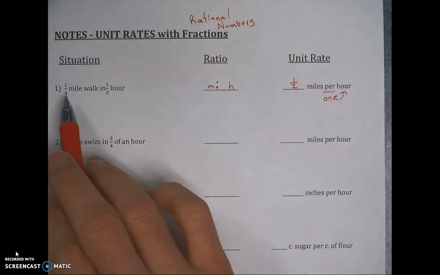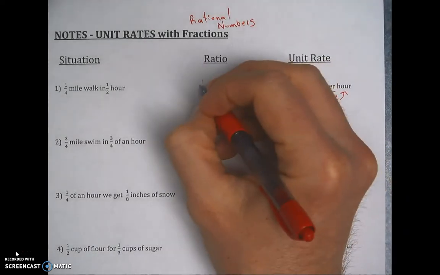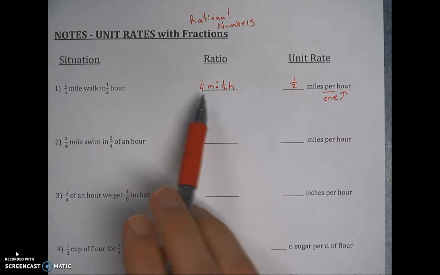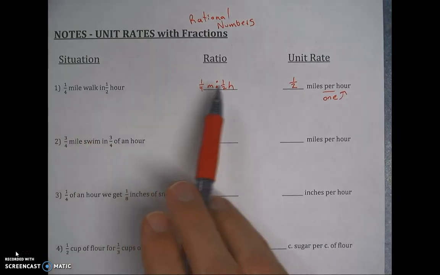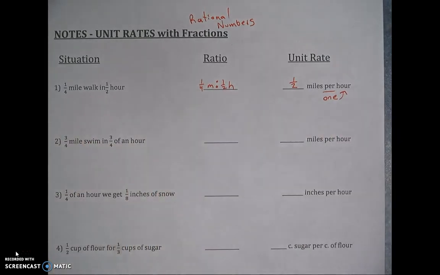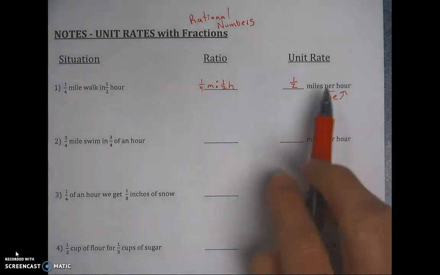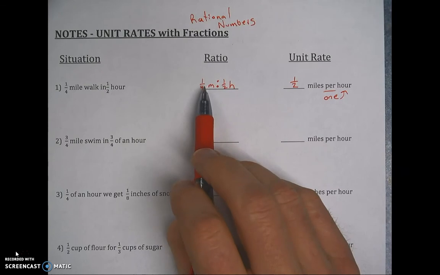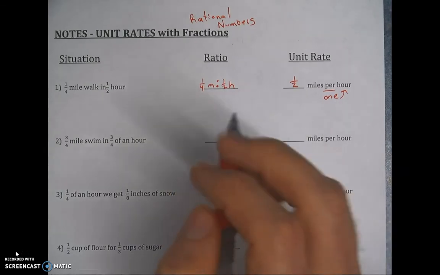Now, we got a quarter of a mile, so I'm going to throw that number in now. And I got half an hour. So notice in this one, they were given in the order that we actually ended up putting them in here, but it's not always going to be the case. So you can't just grab the numbers and throw them there. You have to think about what's the unit rate that I'm going for. So we talked about we're going to divide these 2 numbers to get this.